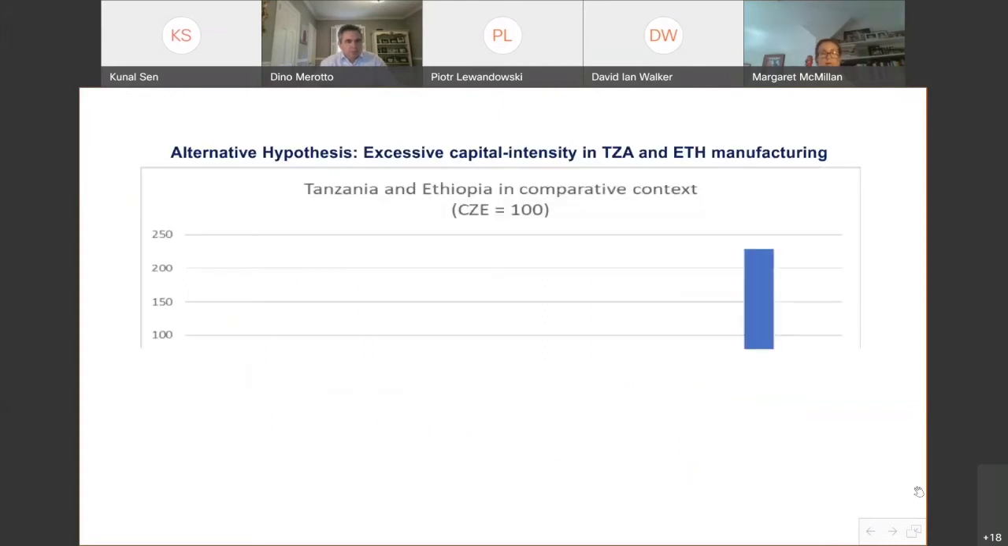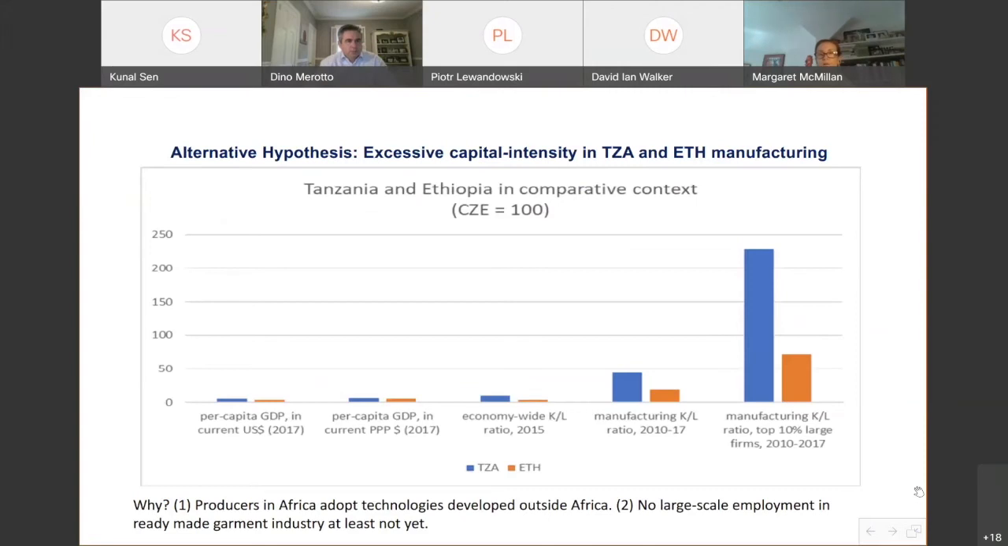So our preferred explanation for why there is limited employment growth has to do with the capital intensity of the manufacturing sector in Ethiopia and Tanzania. And here we're comparing the capital intensity of manufacturing in Tanzania and Ethiopia to that in Czechoslovakia. So Czechoslovakia is 100, and you can see for Tanzania, the top 10% of large firms are even more capital intensive than the manufacturing firms in Czechoslovakia.